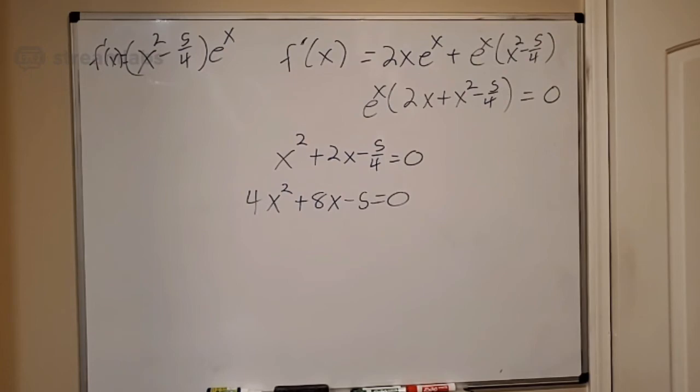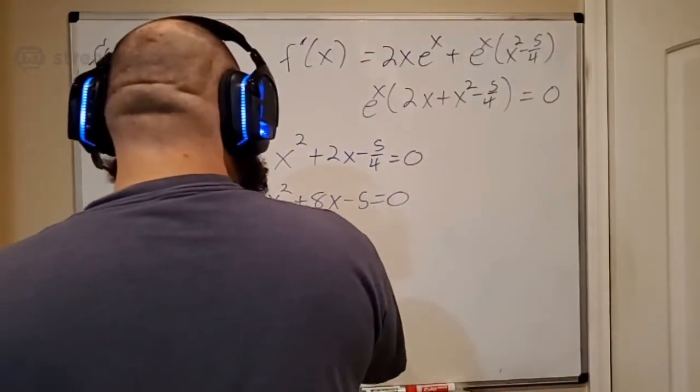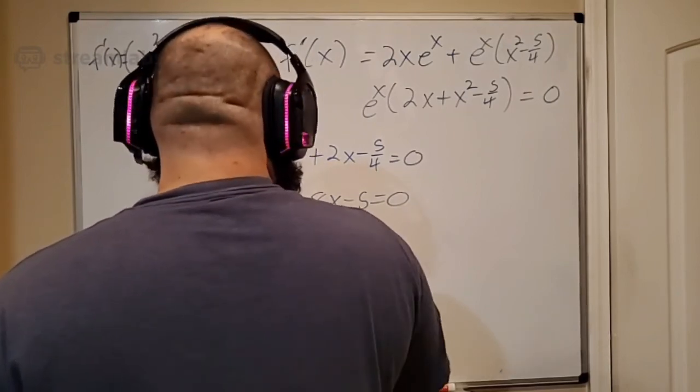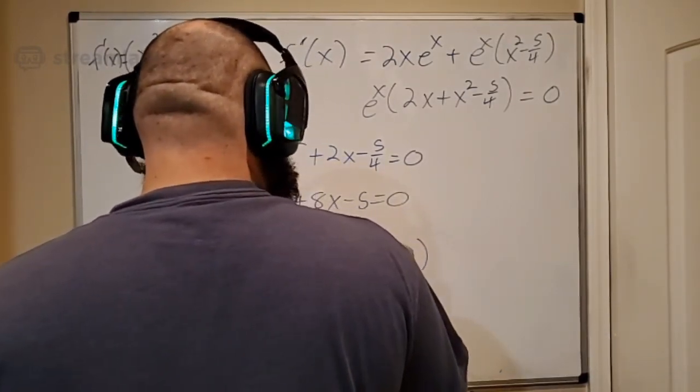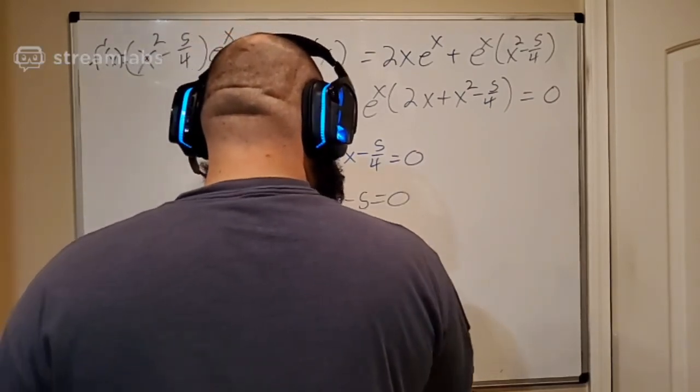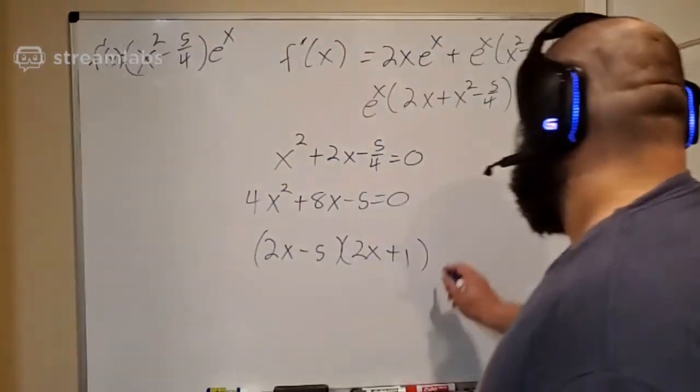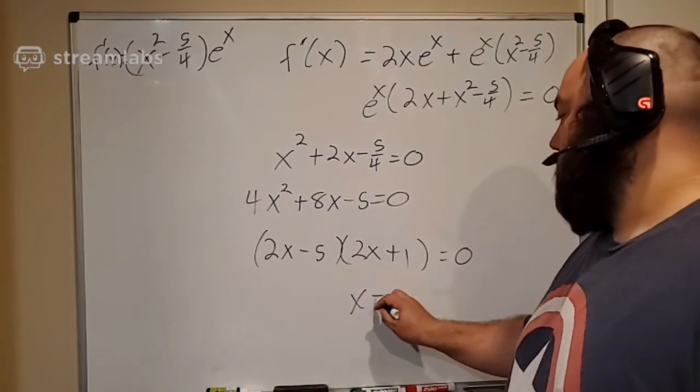I'm pretty sure it does end up factoring because it's a non-calculator question. So I'm thinking, what, 2x and 2x maybe? Yep, minus 5, plus 1 equals 0. So x is equal to 5 halves and negative 1 half.